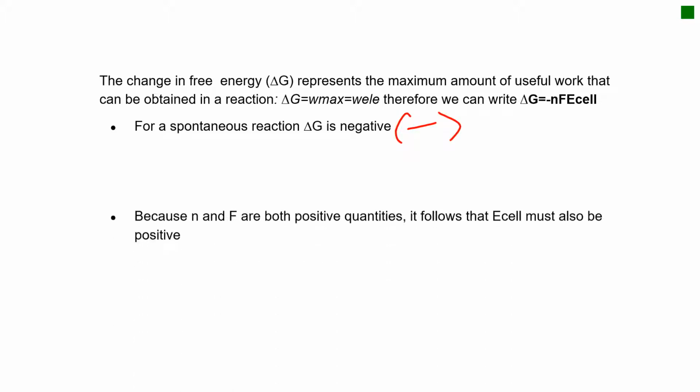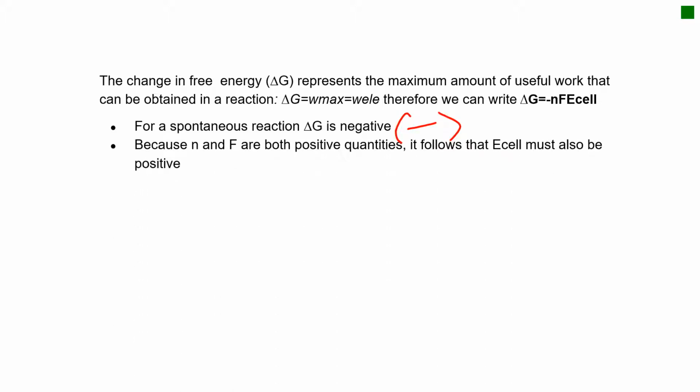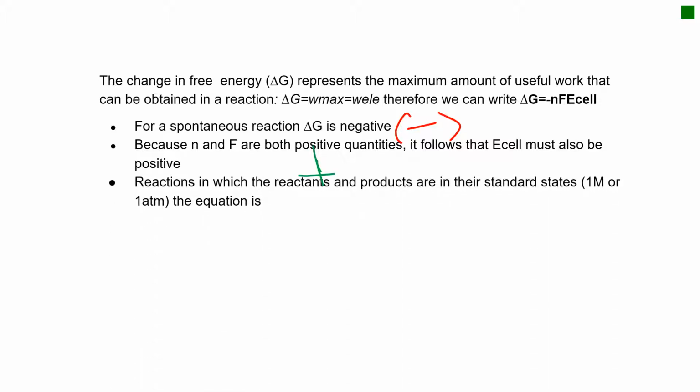So the change in free energy, or delta G, represents the maximum amount of useful work that can be obtained in a reaction. So the free energy will equal the maximum amount of work done, which equals the electric work. Therefore we can write delta G equals negative nFE cell. And for a spontaneous reaction, delta G will be negative because n and F are both positive quantities. It follows that the E cell must also be positive. For reactions in which the reactants and products are in their standard states, so 1 M or 1 atmosphere, the equation is delta G standard equals negative nFE standard of the cell.